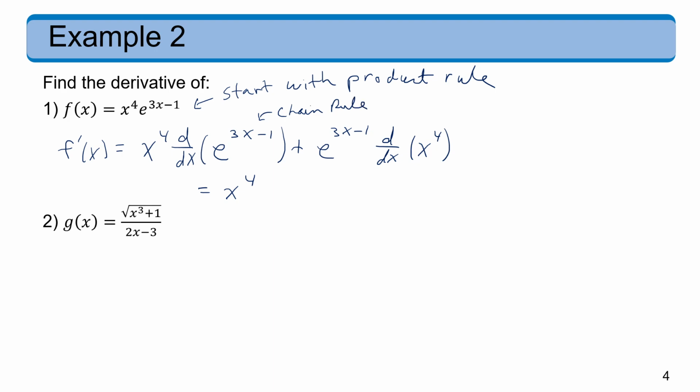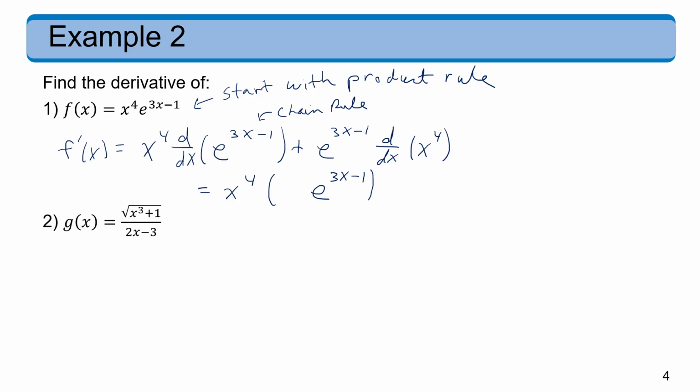Okay, so let's go through the chain rule. The inside part is what's in the exponent, 3x minus 1, which means the outer function is just the exponential function, e to the x. Now we know the derivative of e to the x is itself. So you start by just writing itself. And remember, you keep the inside part. It's not e to the x, it's e to whatever's there.